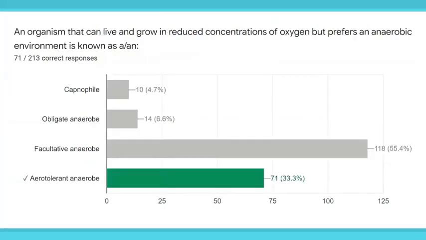Okay, next. An organism that can live and grow in reduced concentrations of oxygen but prefers an anaerobic environment is known as an or a. Okay, this would be aerotolerant anaerobes. So aerotolerant anaerobes are actually anaerobic. But if they are exposed to small amounts of oxygen, they would still be able to grow, unlike the obligate anaerobes, which strictly should not be exposed to oxygen. This is in contrast to microaerophilic organisms. When you say microaerophilic, they require oxygen but in small amounts. Microaerophilic organisms are aerobic, whereas aerotolerant anaerobes are anaerobic. They are really anaerobic, but they can survive if there are small amounts of oxygen.